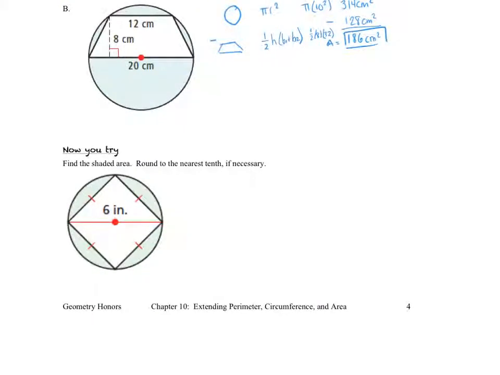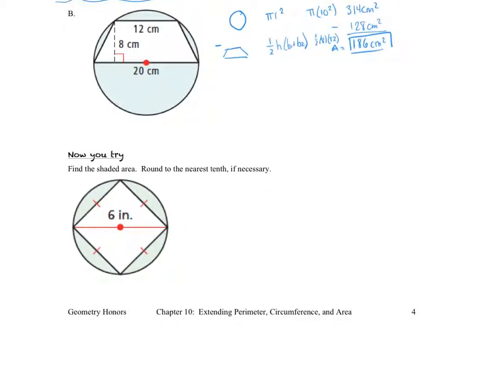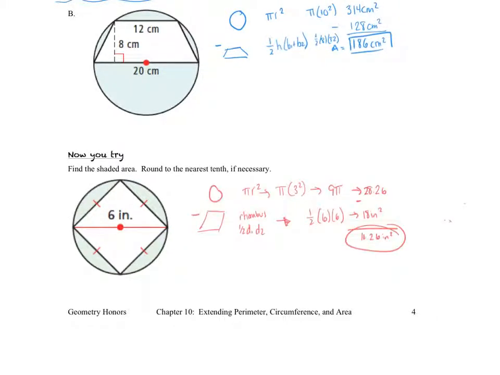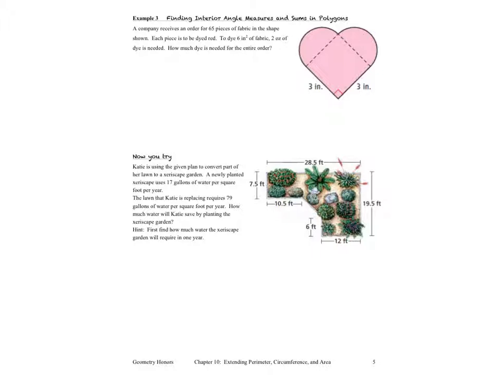Okay, for the now you try. Try it, hit play when you're ready to see the answer. So you should get 10.26 inches squared after you take the circle minus the rhombus. I'll do the work and place the answers here for you, but we can go over these in class if you need.